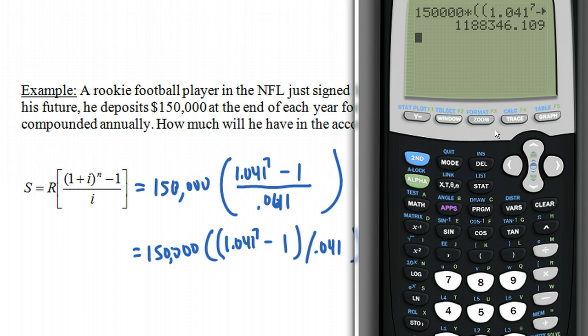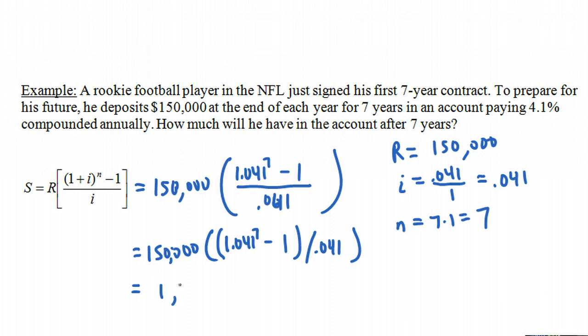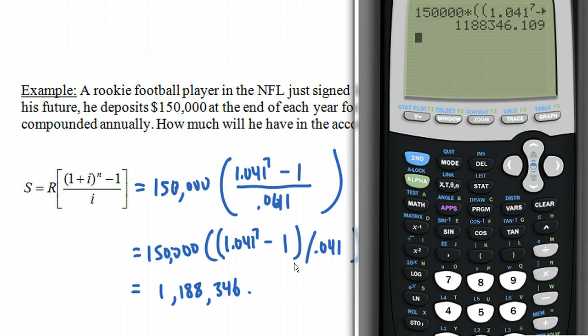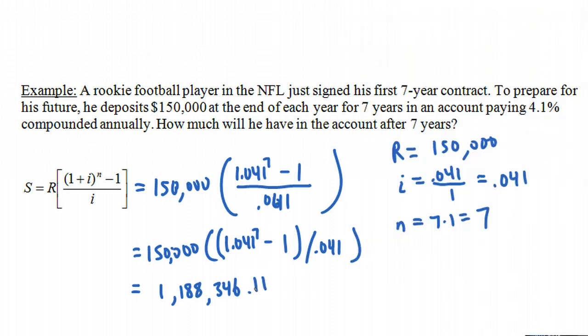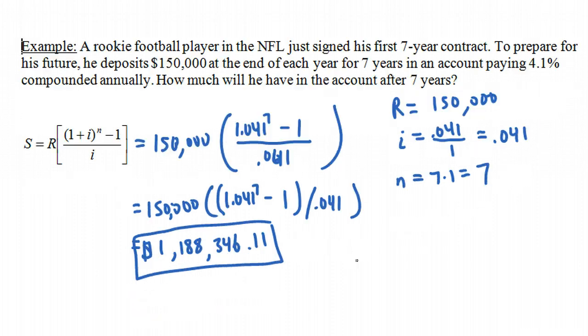Notice, boy, that's a lot of money. 1,188,346, and he probably doesn't care about these extra pennies, but and 11 cents. Okay, so that is the future value of this annuity. That's how much money this player would have in this annuity at the end of the 7 years.